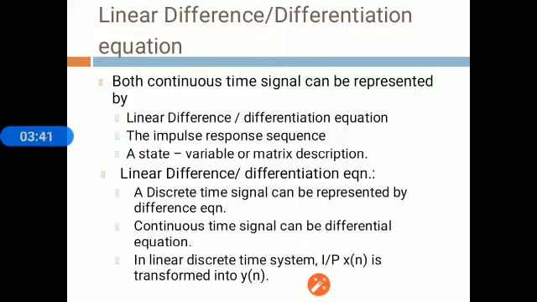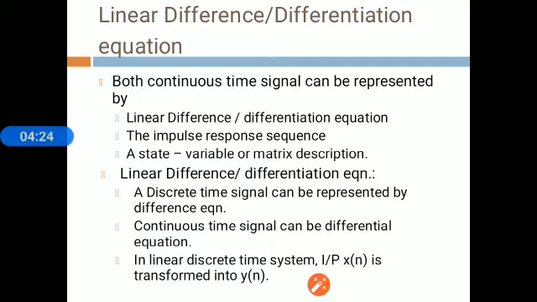Another way to represent the system is the mathematical way. In the mathematical way, the system can be shown by a linear difference or differential equation. Both continuous time and discrete time systems can be represented by a linear difference or differential equation, the impulse response sequence, or a state variable or matrix description. So any system can be represented in three ways: either a linear difference or differential equation, or the impulse response of a sequence, or a state variable or matrix description.